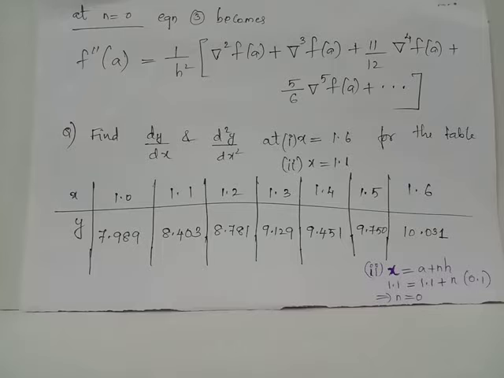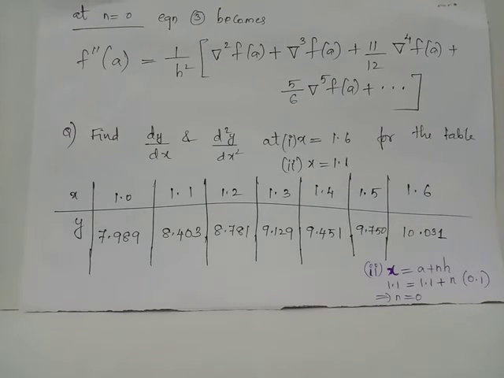Corresponding to the first case x equals 1.6, we can make use of derivative formulas of Newton's backward interpolation. This is because x equals 1.6 is located to the back end of the given tabular data. For the second case x equals 1.1, we can make use of derivative formulas of Newton's forward interpolation because x equals 1.1 is located to the beginning of the given tabular data.